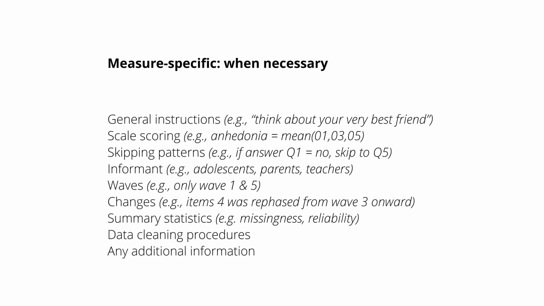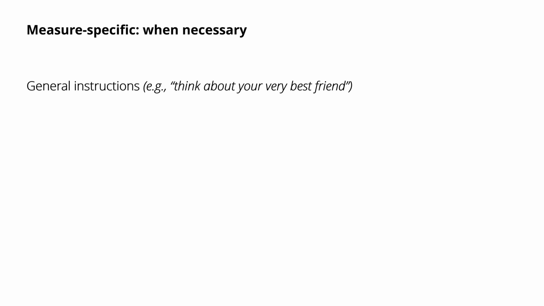I'll now go through the third and final checklist of measure-specific information that you might not always need, but can be very useful in some cases. So sometimes it's useful to add some general instructions that you gave participants. So for example, for the questions on this page, please think about your best friend. That would be a useful addition to all the items that you give.